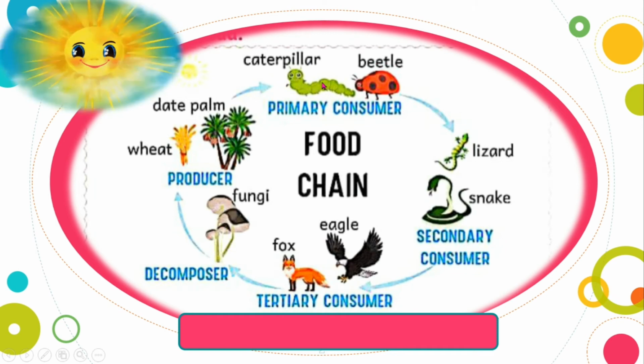But the animals called consumers, and there are three kinds of consumers. Primary consumers, like the caterpillar and the beetle, eat plants. Secondary consumer, like the lizard and the snake, eat small animals and insects. Tertiary consumer eat larger animals. And decomposer gives the nutrients back to the ecosystem.